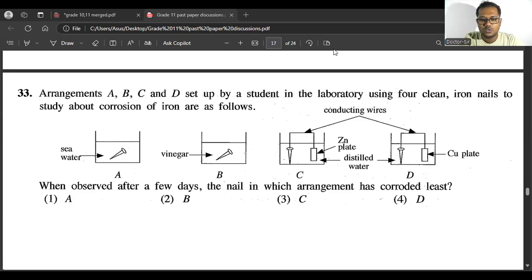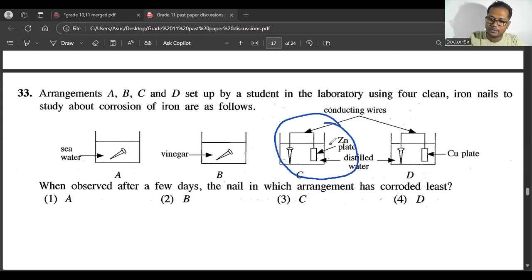They asked us to observe, after a few days, which nail arrangement has corroded least. We should know that if iron is in contact with a more reactive metal, the reactive metal will corrode and the iron nail will be preserved. So here in setup C, we can see it is in contact with zinc, and this is the ferrous iron.